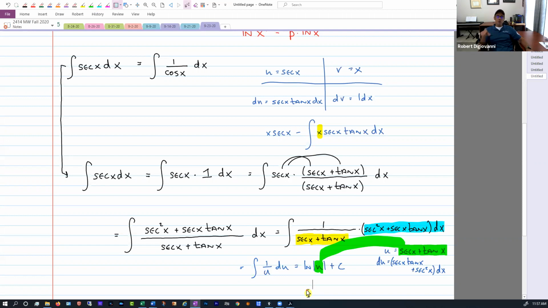And if you look on your formula sheets, I'll bring them up in just a second. I know some of you are still writing. If you look on your formula sheets, the antiderivative of secant x is the natural log of secant x plus tangent x, or the natural log of the absolute value of secant x plus tangent x.